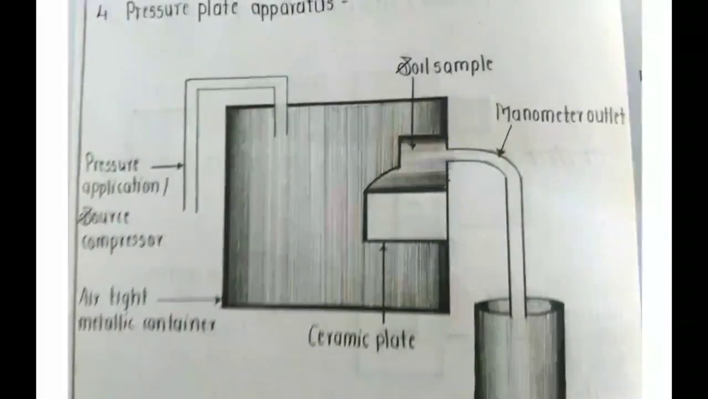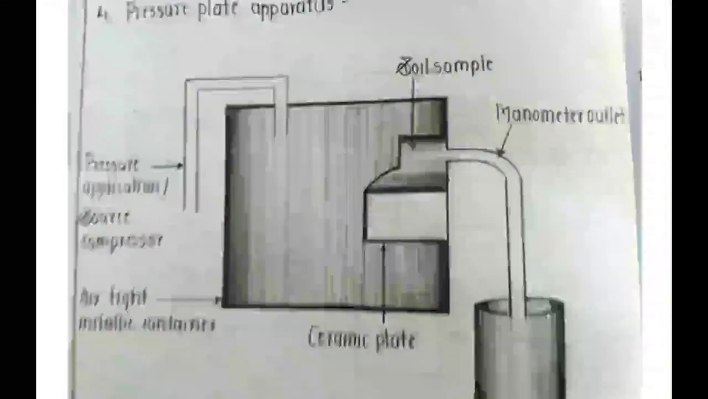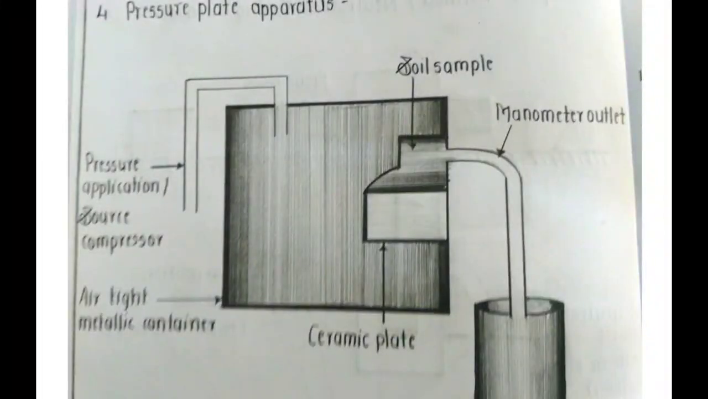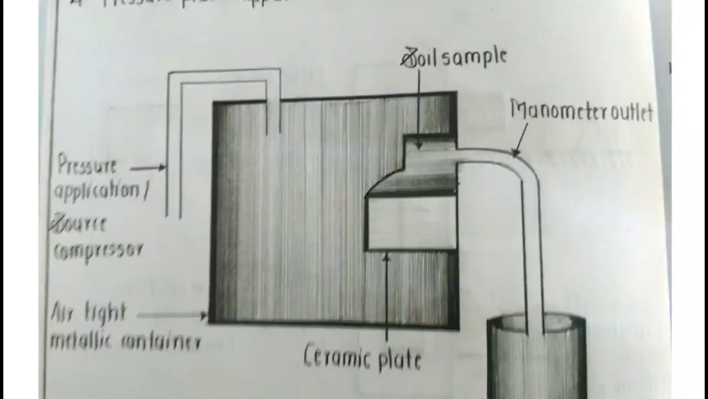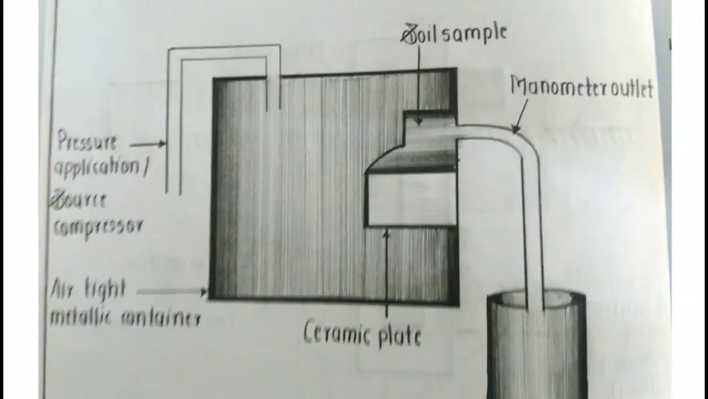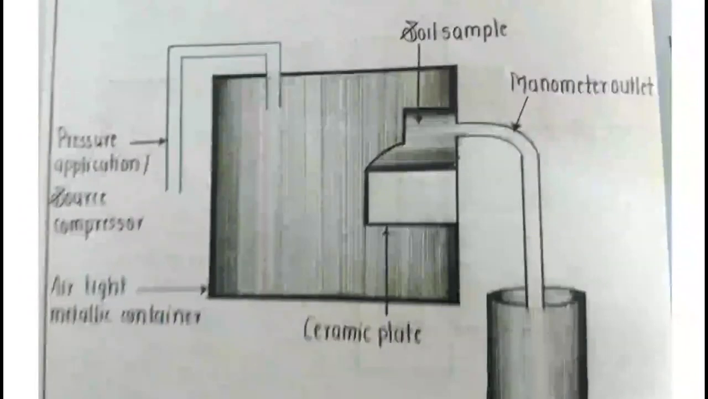Inside the airtight metallic chamber, there is a soil sample. You can place the soil sample on the ceramic plate, which is made up of ceramics. This ceramic plate is connected to the manometer, also called the outlet, from where the water should go.